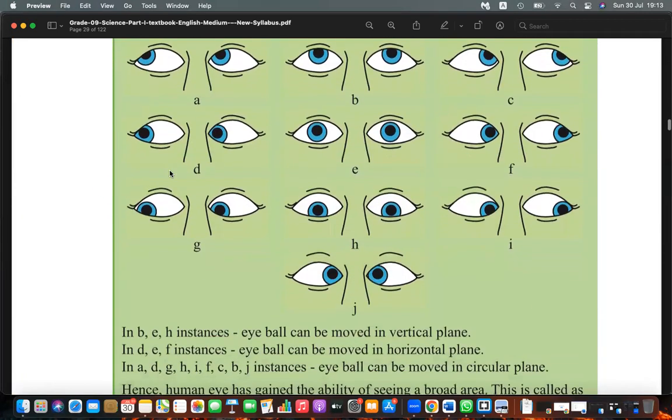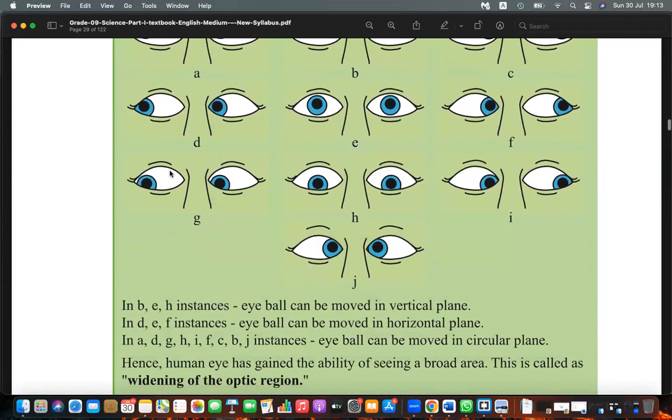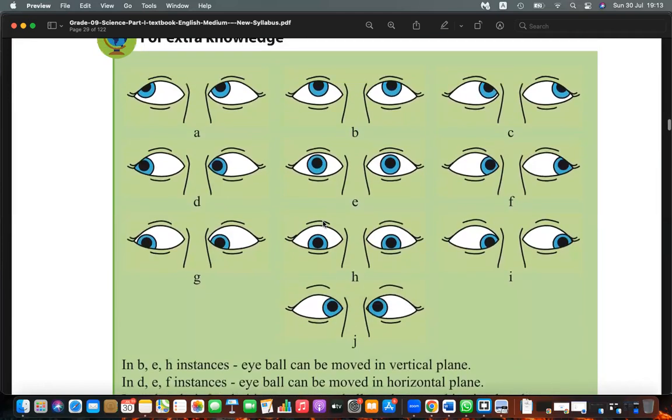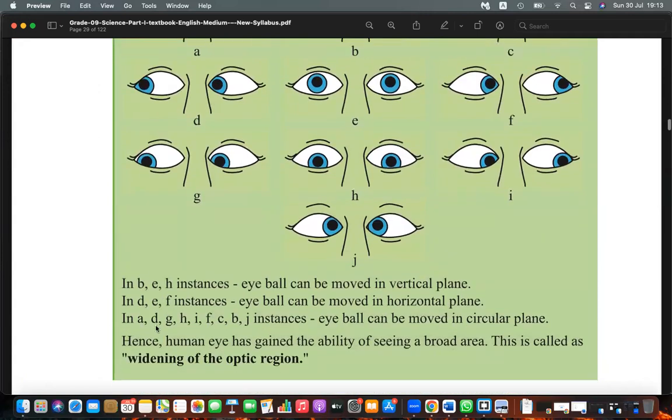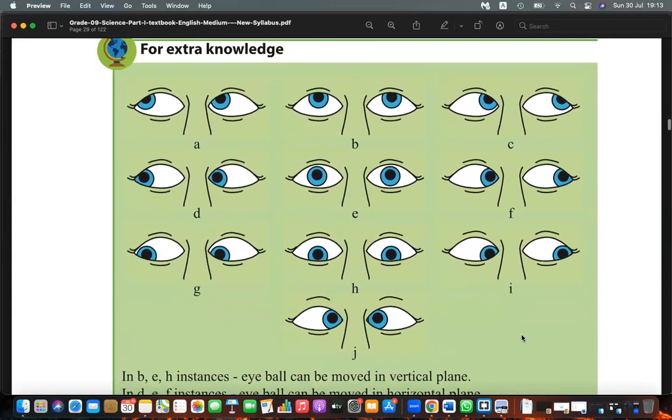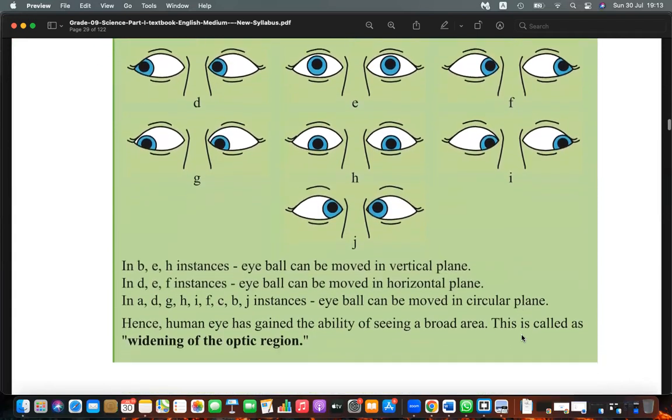These are some things like you can see how we can move the eyeball. We can move to the corner. Eyeball can be moved to the circular plane, and the eyeball can be moved to the vertical plane.